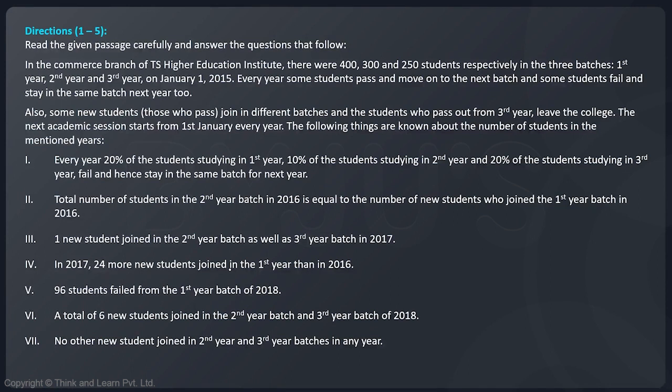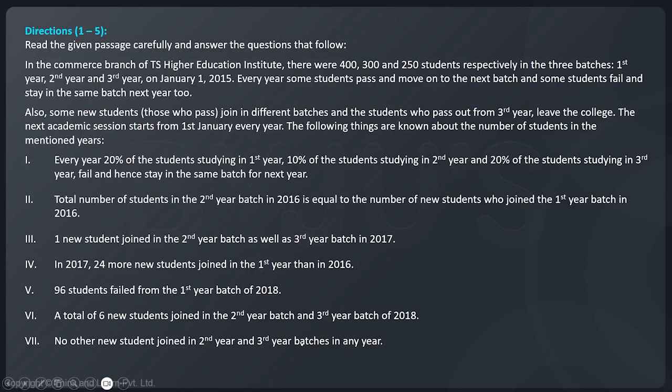So it has to do with how many students we started with in the first batch, second batch and third batch of 2015, then 2016, 2017, 2018. So up to 2018 is given to us. That's the final year that we have to search. We need to find out how many students studied in that particular batch in that year.